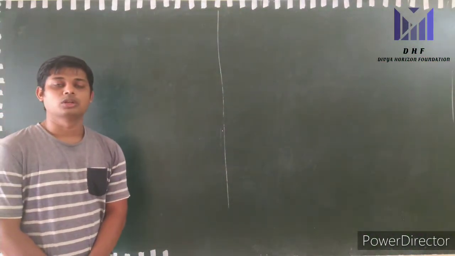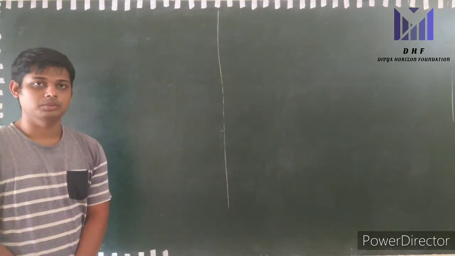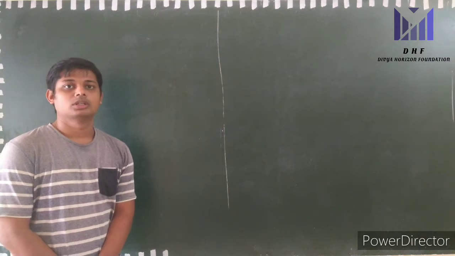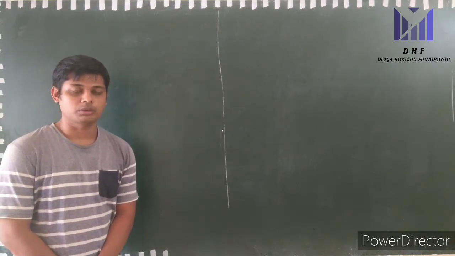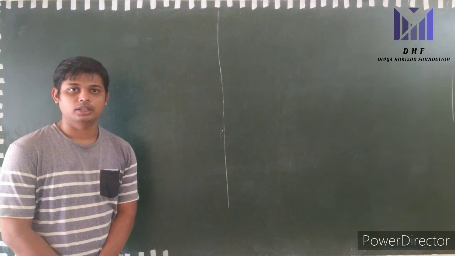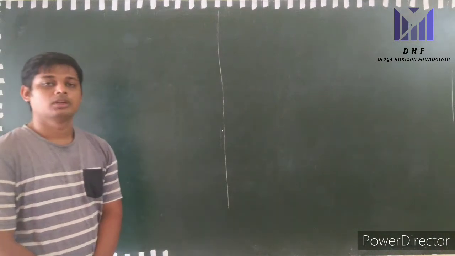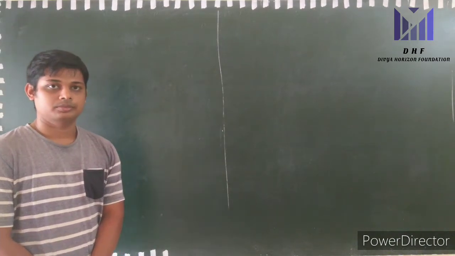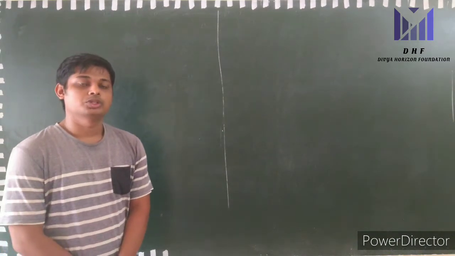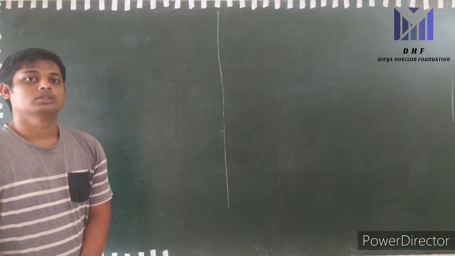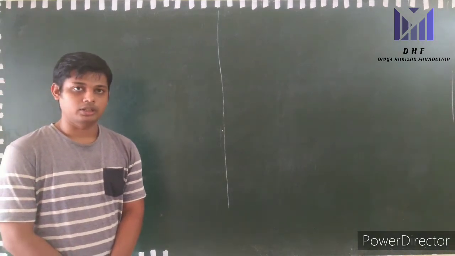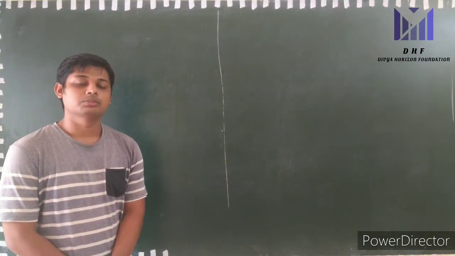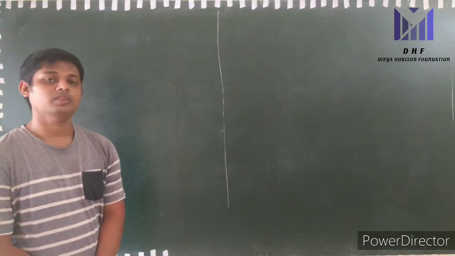Hello friends, welcome to the next lecture of this series. In this lecture, we are going to discuss the combination of two simple harmonic motions, or we can say the Lissajous figure. We know that when a force which is proportional to the displacement acts upon a particle, then the particle will execute a simple harmonic motion.